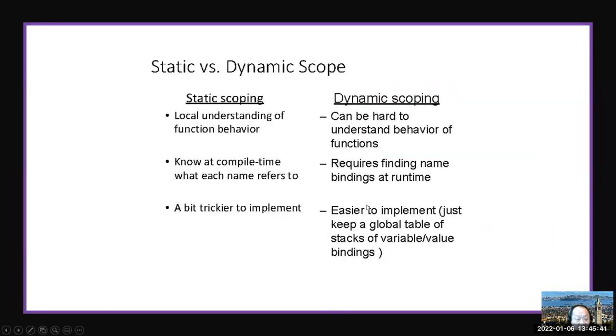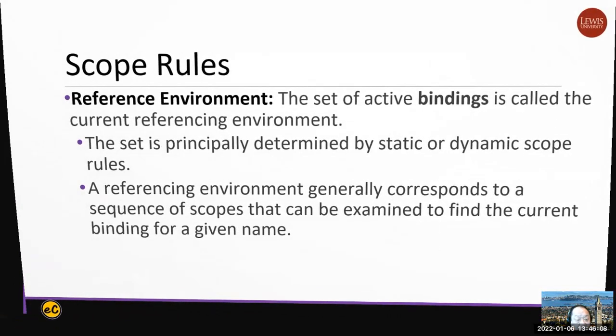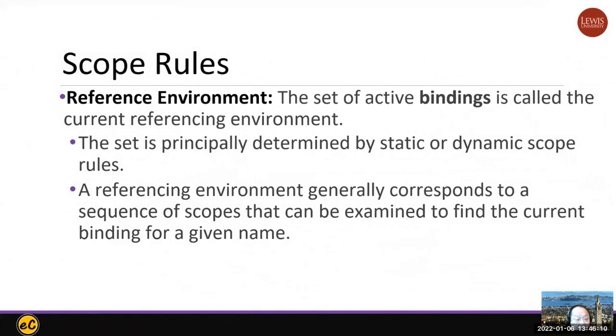Okay, so that's that. And actually, dynamic scoping versus static scoping. Python uses static scoping, so local understanding of function behavior is easier, and you know at compile time, okay? Dynamic scoping is hard to understand behavior in, requiring you to find name and binding at runtime, okay? So right now, very few languages use dynamic scoping. Most languages use static scoping, okay?